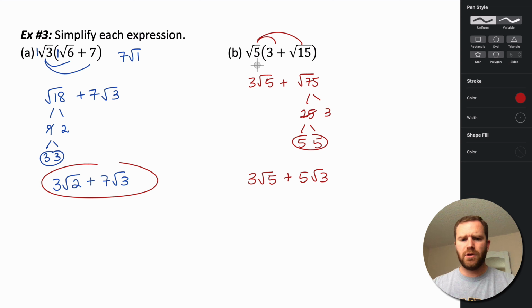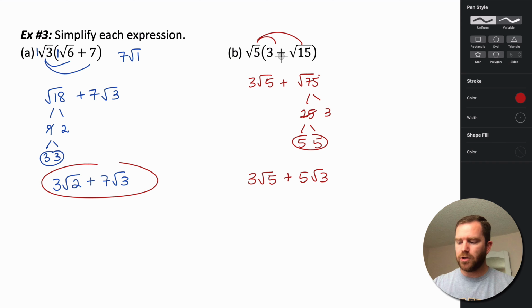Okay, so did you end up with this? 3 square root 5 plus 5 square root 3? Or at least did you get to this part here, 3 square root 5 plus the square root of 75? You might not have recognized this breakdown here. If you did, that's great. That's what we need to do.